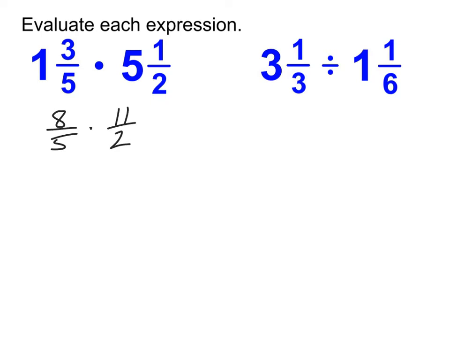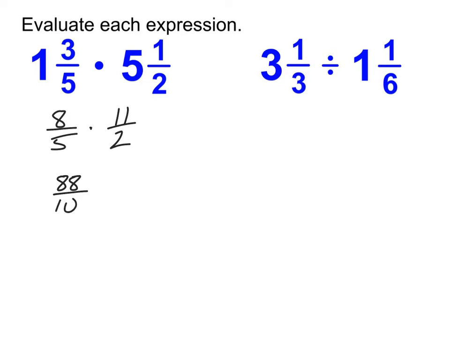All right, so now we go ahead and multiply. 8 times 11 on the top. Yeah, it's without calculators, but we can do that. What is 8 times 11? 88. Because anytime you multiply a single digit number by 11, it just gives you 2 of those digits. And then 5 times 2 on the bottom, of course, is 10.